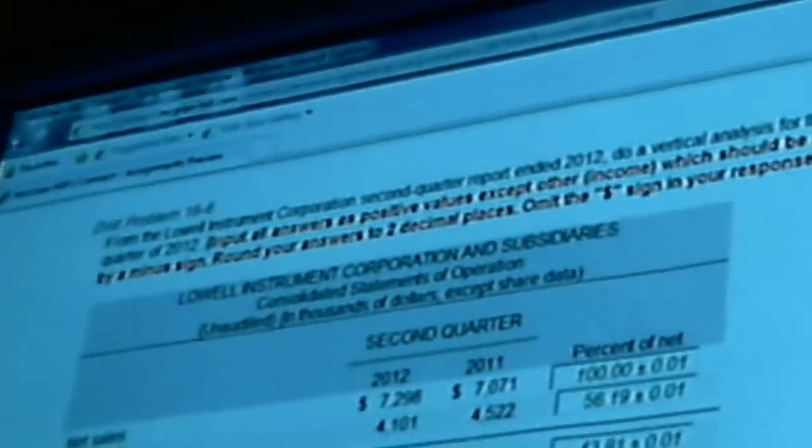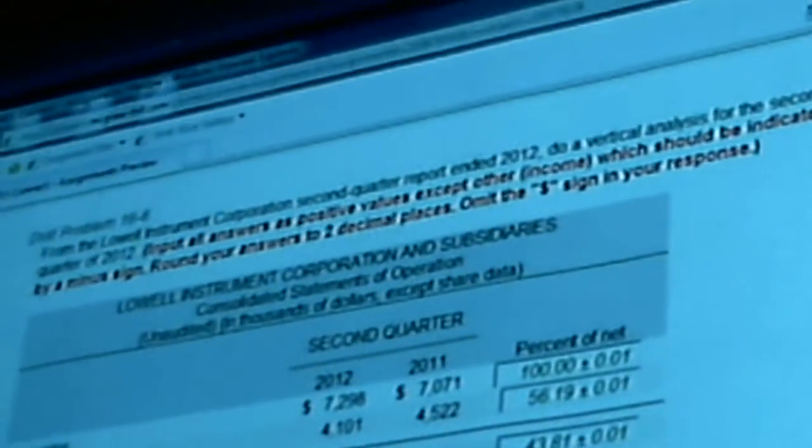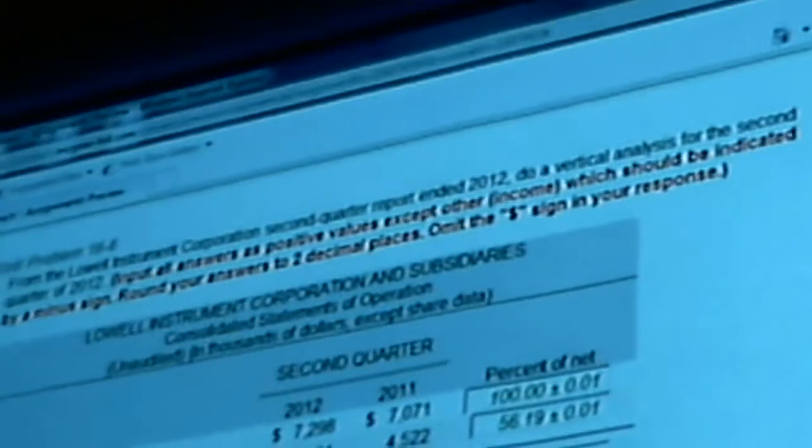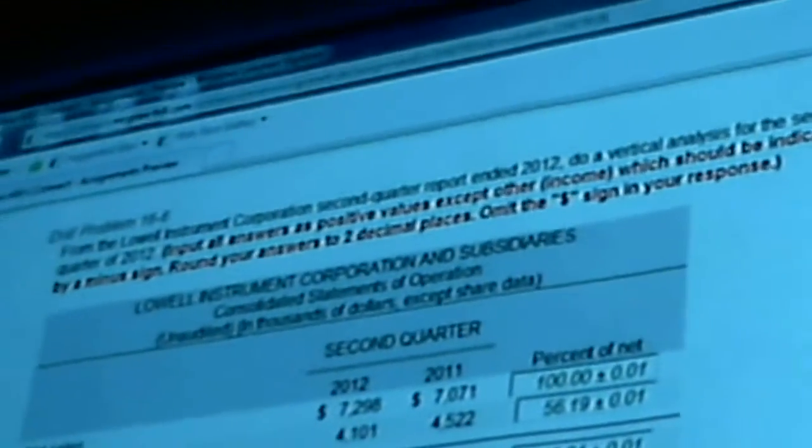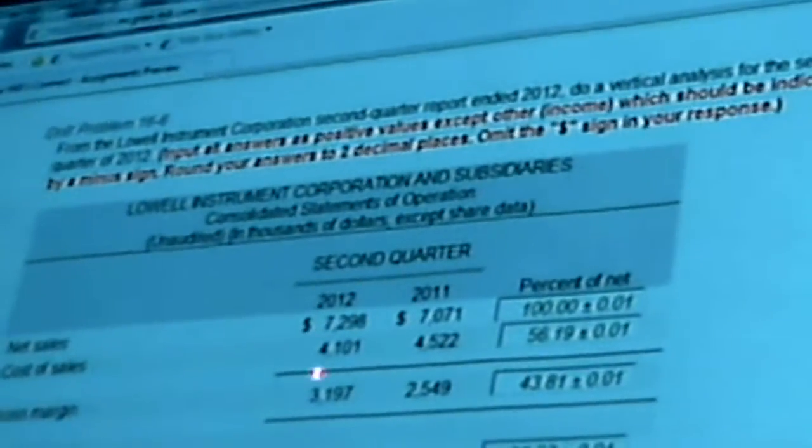Well, it looks like the last, no. Okay. You said the last question was a vertical. It was an income statement, the last one. We created an income statement. Now we're going to take 2 quarters.